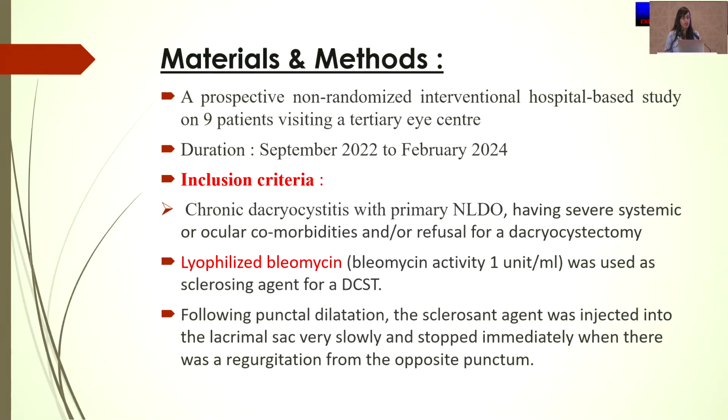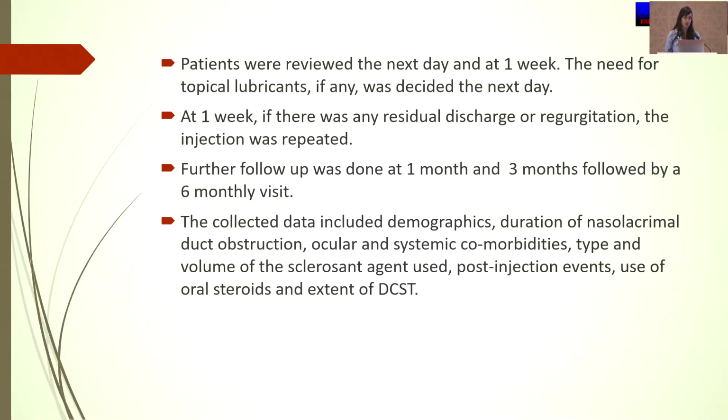Lyophilized bleomycin, that is, bleomycin activity with 1 unit per ml, was used as a sclerosing agent for DCST. Following punctal dilatation, the sclerosant agent was injected into the lacrimal sac very slowly and stopped immediately when there was regurgitation from the opposite punctum. The patients were reviewed the next day and at 1 week. The need for topical lubricants, if any, was decided the next day. At 1 week, if there was any residual discharge or regurgitation, the injection was repeated.